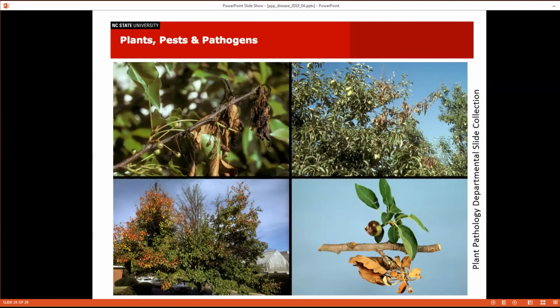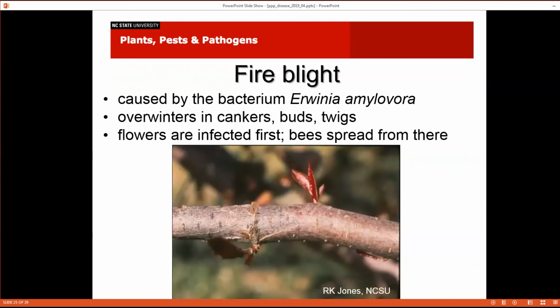How this happens is there's a bacterium. It's called Erwinia amylovora. It overwinters in cankers and buds and twigs of the apple and pear trees. And then as springtime arrives, bacteria ooze out of those cankers and are splashed or accidentally carried, for example, by flies to blossoms where they infect.